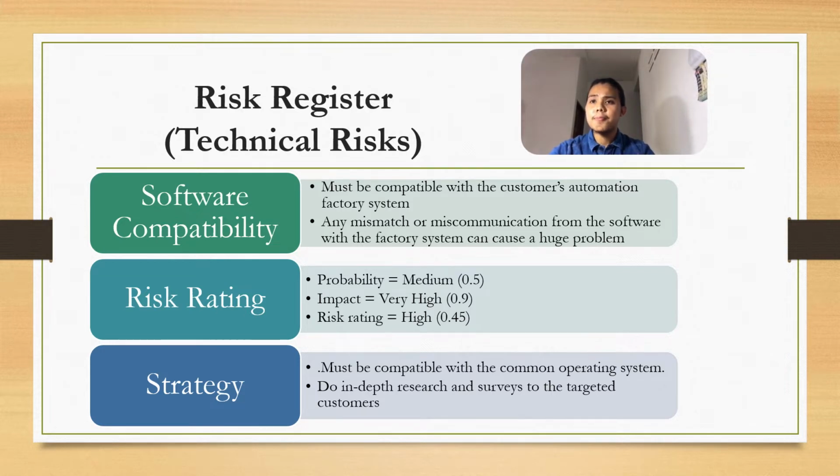Then the risk rating: the probability for it to occur is medium, because it does not occur often, and the impact for this risk is very high because they cannot use our software if it is not compatible. And the risk rating, when we multiply probability with impact, is high, 0.45.